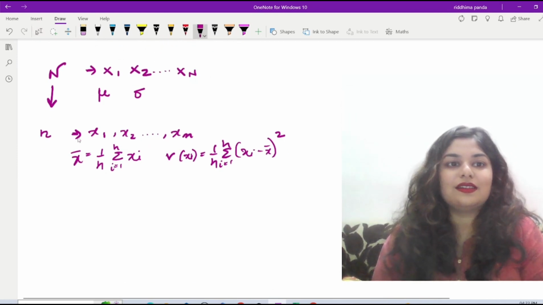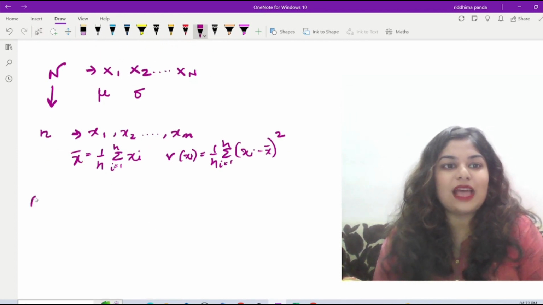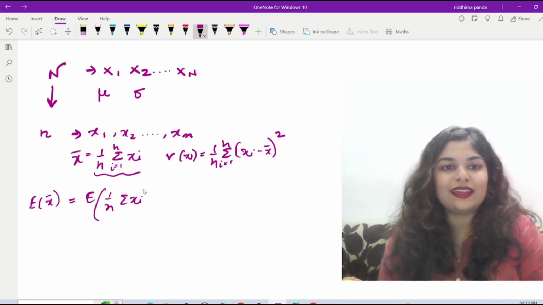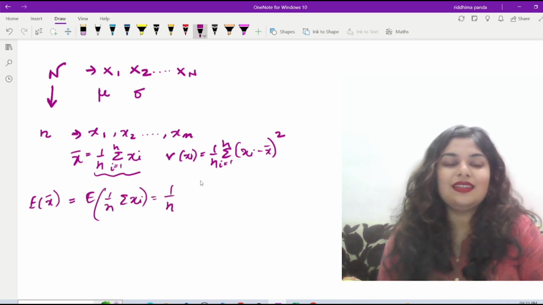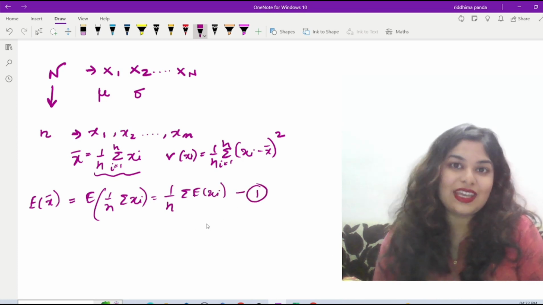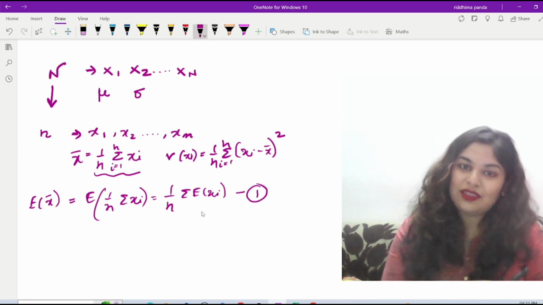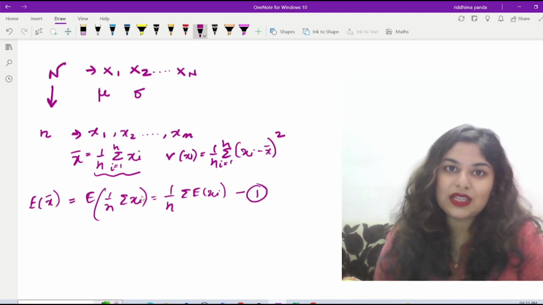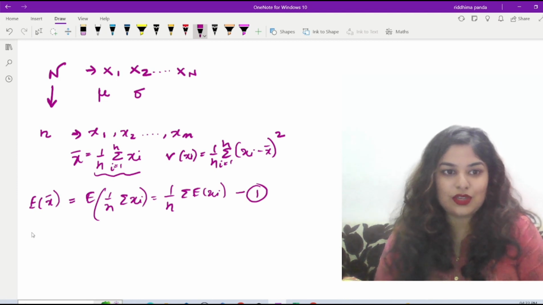Now let us write the general formula of the expectation of sample mean, that is E of x bar. E of x bar is equal to E of 1 by n summation xi, which equals 1 by n summation E of xi. Let's say this is equation 1. Now this we are going to find out in case of random sampling with replacement, that is case 1, and without replacement, that is case 2. So this remains equation 1.